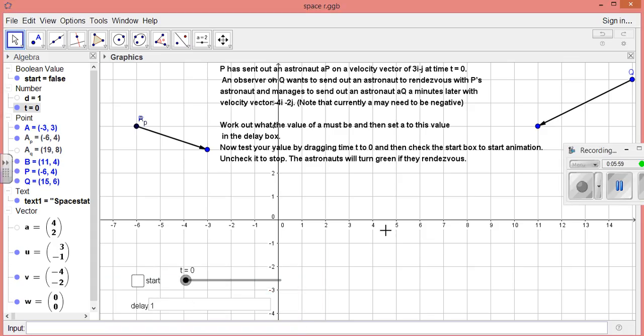So here's how it works. At the moment the delay is 1 second. If I press start, you'll see the astronauts start to move. You can see they came close to each other, but they did not rendezvous, and that, in this context, is a disaster. And this is a delay of 1 second. So the point of the problem is to calculate what that delay must be.